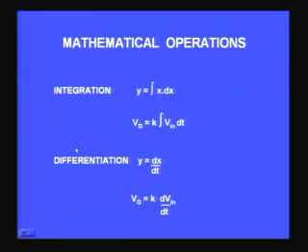Similarly, you can also think of another circuit which will perform differentiation. Y is equal to dx by dt. So V0, in this case the output voltage, will be k times dV in by dt. What is dV in by dt? It is the differential with reference to time of the input voltage V in. So this is also another circuit.